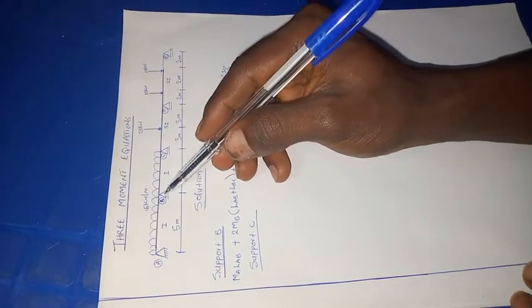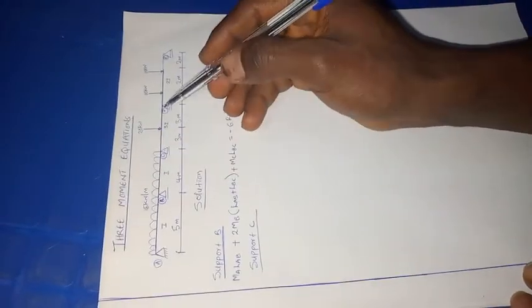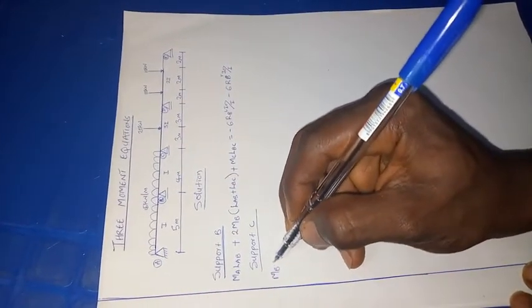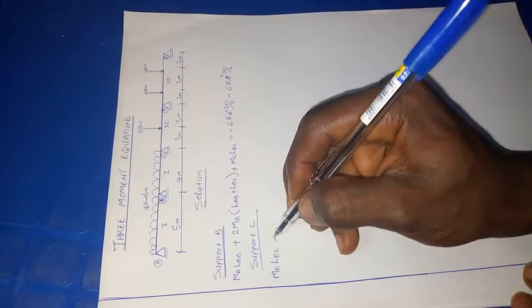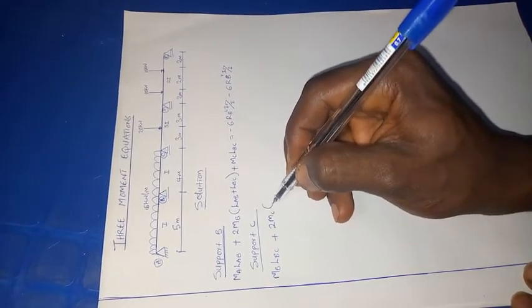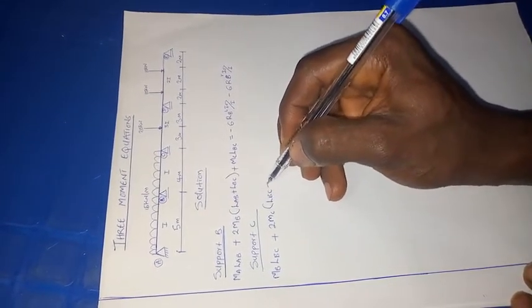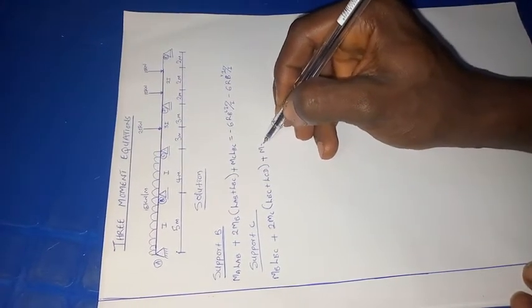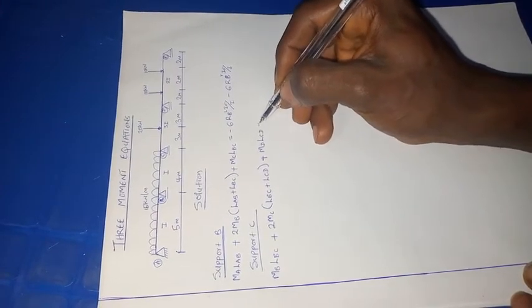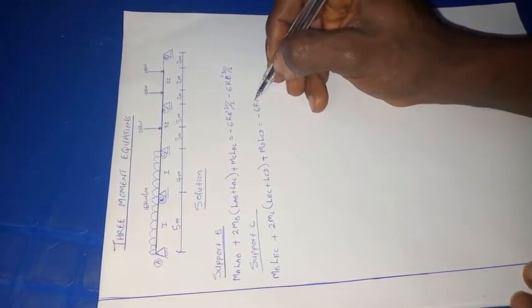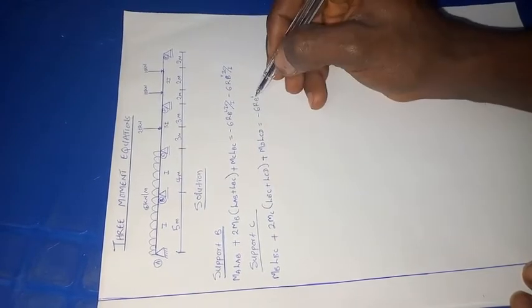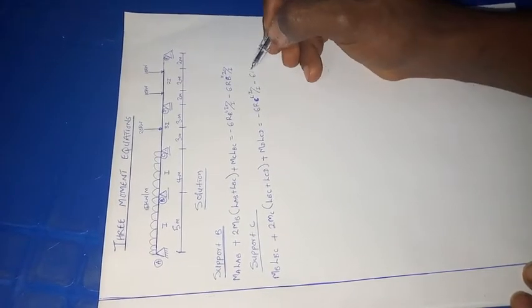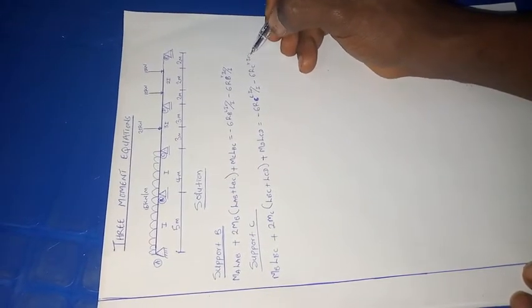Then at my support C, I'm now considering B, C, and D, and B is the very first support there. So I have my moment at B multiplied by the length of B to C, plus 2 moments at C multiplied by the length of B to C plus the length of C to D, plus my moment at D multiplied by the length of C to D, equal to minus 6 reaction at C left I naught over I, minus 6 reaction at C right I naught over I.